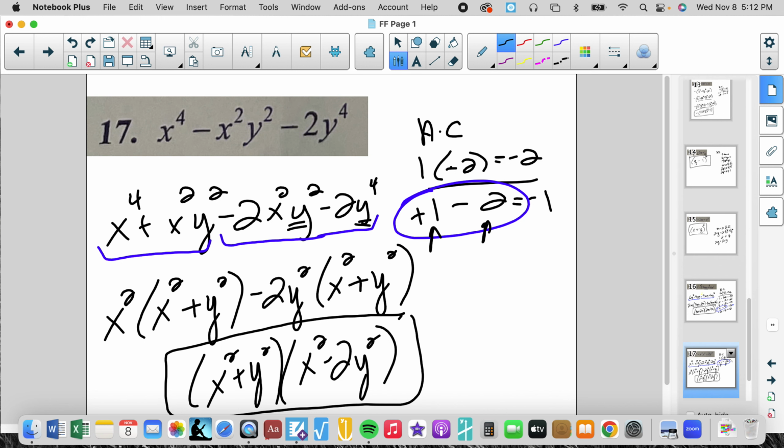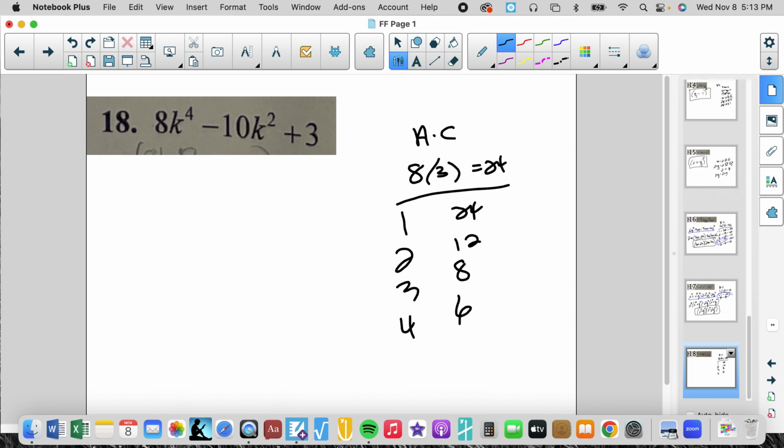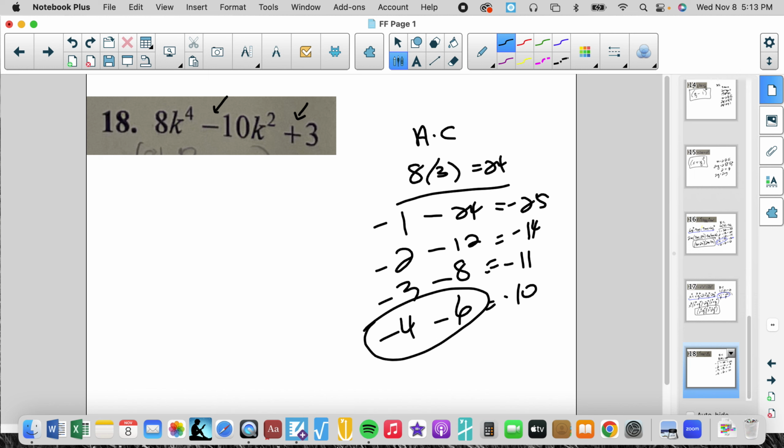Such a beautiful, these are good problems. I know they're hard, but they're good. So we have a times c, again, 8 times 3 is 24. 1 and 24, 2 and 12, 3 and 8, 4 and 6, and that's it. Signs are the same, both are negative. Negative 25, negative 14, negative 11, negative 10. These are my two middles.